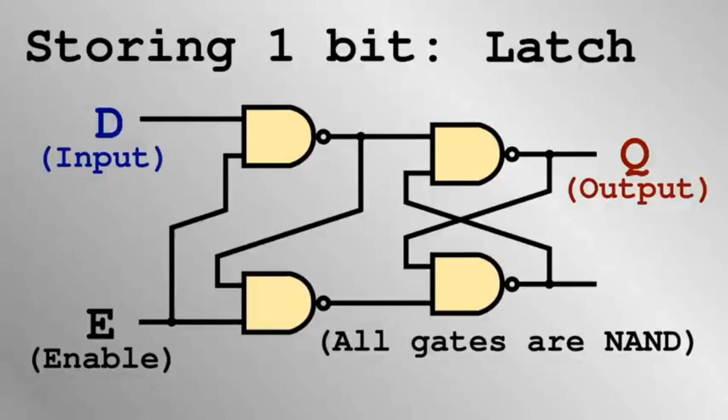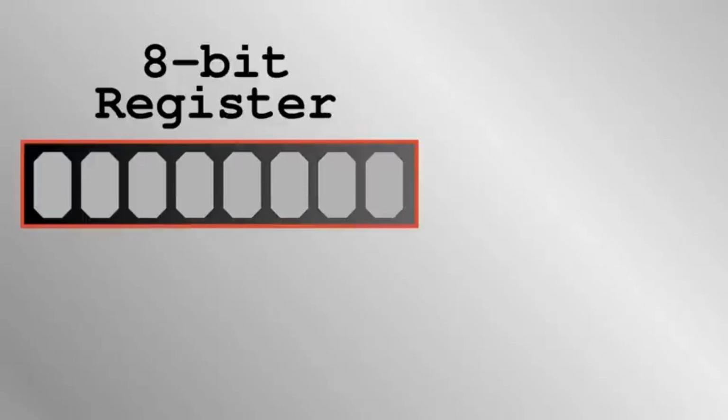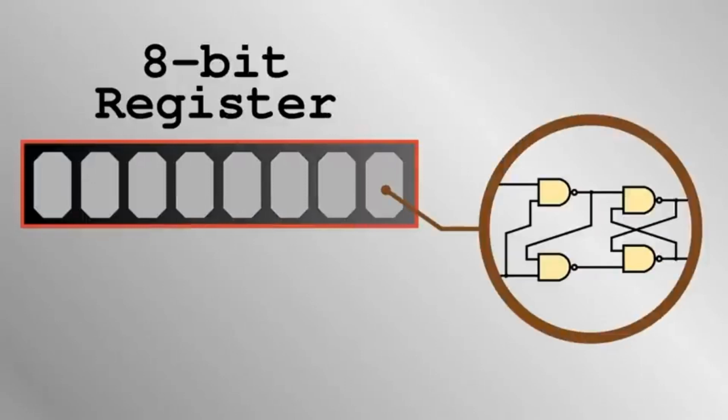When enable is 1, whatever bit is applied to D will propagate to the output. The computer will carry out an operation, addition for example, enable a bunch of latch circuits to store the output, and then switch the enable back off. The result will then be held there as long as is required. 8 of these latches can form a register which will store a byte of data as long as it's required.